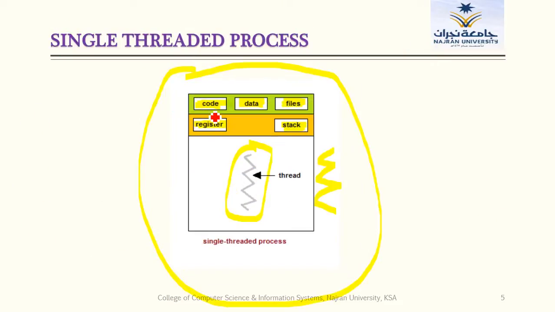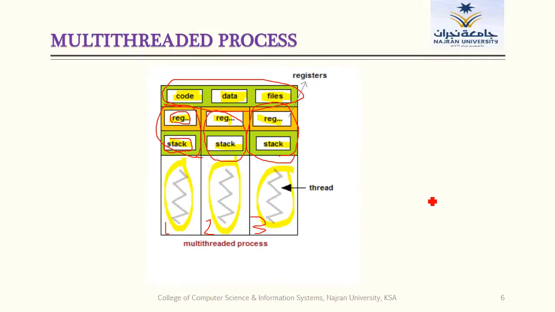But before this, we have seen that each thread has a minimum of 5 things: code, data, files, register set, and stack. For the single threaded model, each thread has these 5 things separate. But in multi-threaded, code, data, and files are common, while register and stack are separate for each thread.